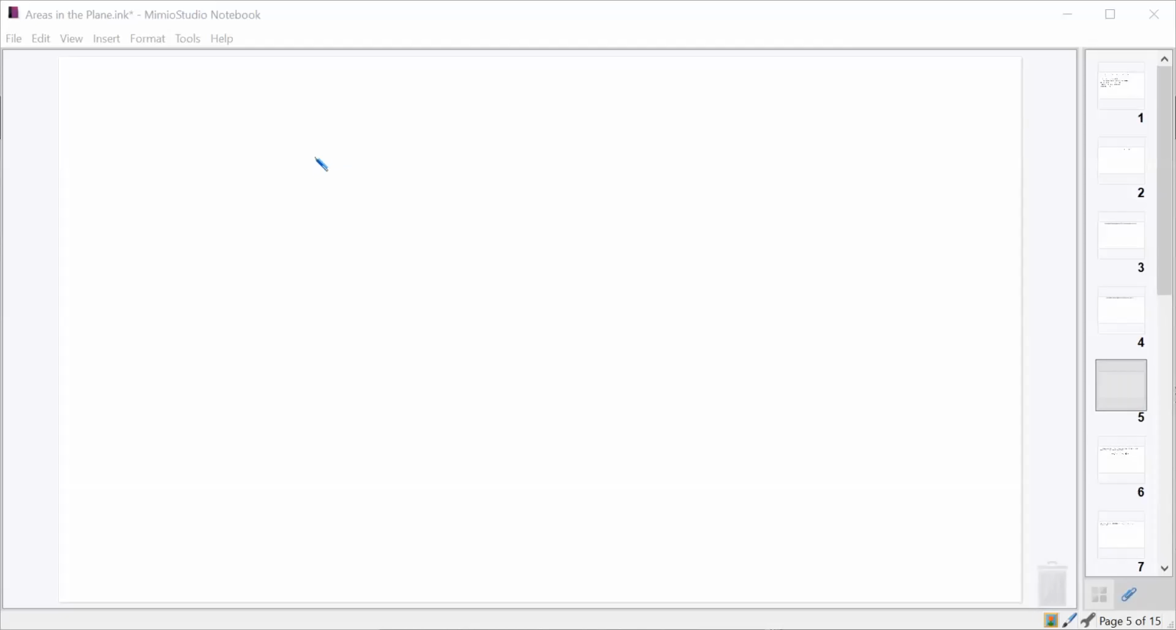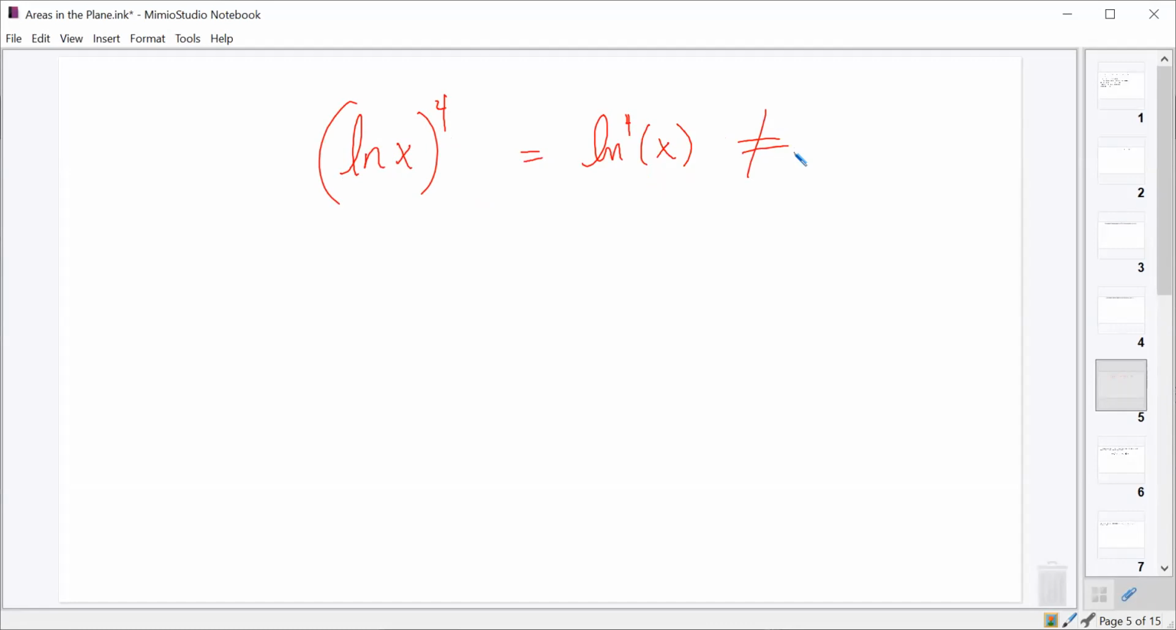So I think you're talking about one that ended up looking like ln of x to the fourth power. Is that right? Yeah. And so I wrote that like this, perhaps ln to the fourth of x. This means the same thing. But this does not equal 4 ln x. Right? 4 ln x means ln of x to the fourth power.